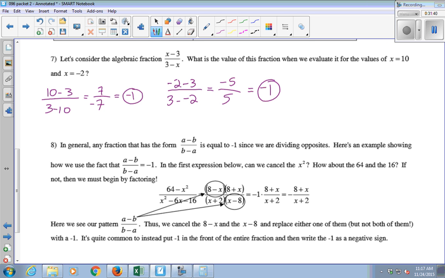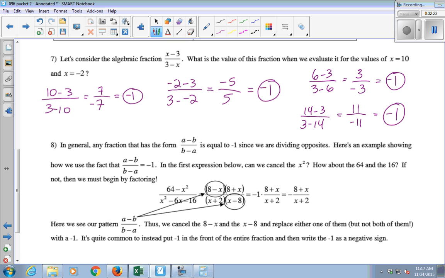Well, let's try one more. Somebody give me a random x value. 6. Okay. All right. So if I do 6 minus 3 over 3 minus 6. 6 minus 3 is 3. 3 minus 6 is negative 3. 3 over negative 3 is negative 1. 14. What if I do 14 minus 3 over 3 minus 14? 14 minus 3 is 11. 3 minus 14 is negative 11. So I get negative 1. Convinced yet?